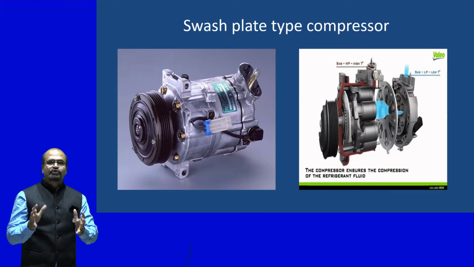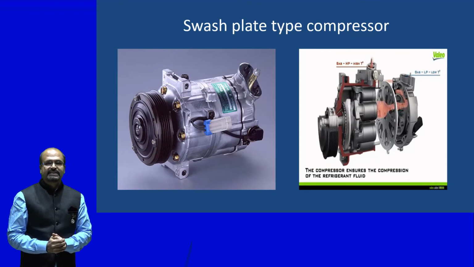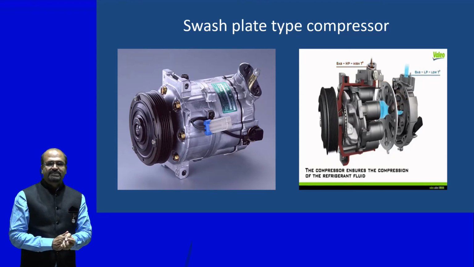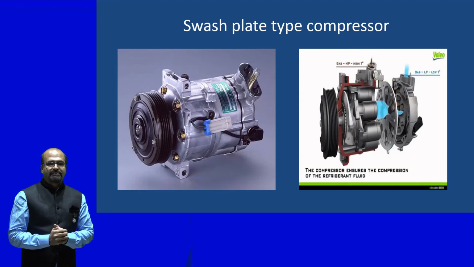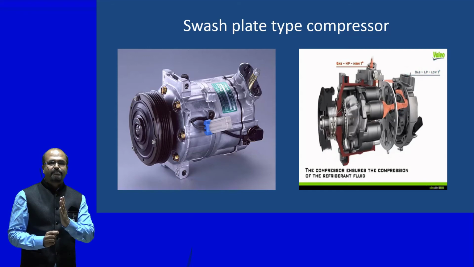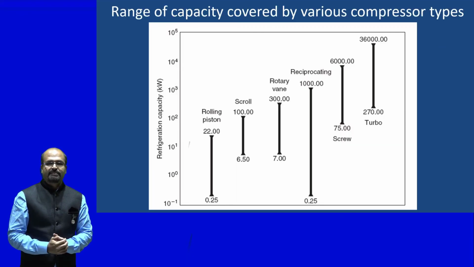Another type of compressor is the swash plate type compressor. These compressors are used in automobiles, in four-wheelers or large heavy vehicles. These are the most compact type of compressors, where multiple piston cylinder assemblies are fitted on the swash plate, and with the help of movement of swash plate, the suction of fluid takes place and compression takes place.